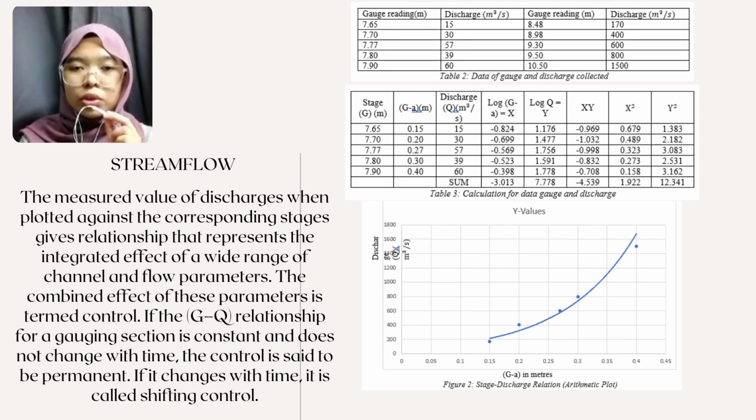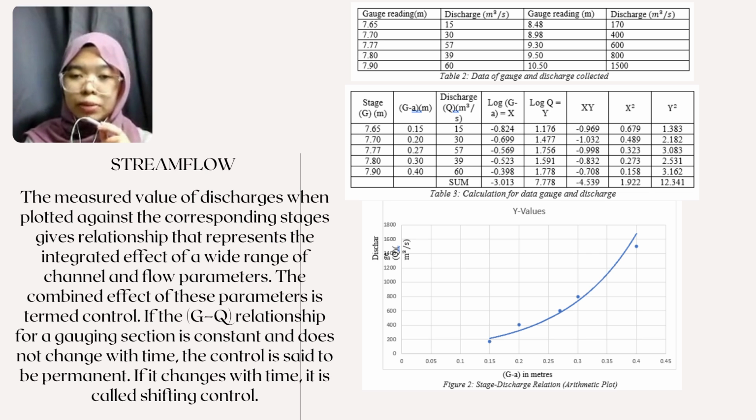So we can continue to the results and analysis for the stream flow. The measured value of discharge, when plotted against the corresponding stage, gives a relationship that represents the integrated effect of a wide range of channel and flow parameters. The combined effect of these parameters is termed control. If the gauge-discharge relationship for a gauging section is constant and does not change with time, the control is said to be permanent. If it changes with time, it is called shifting control.